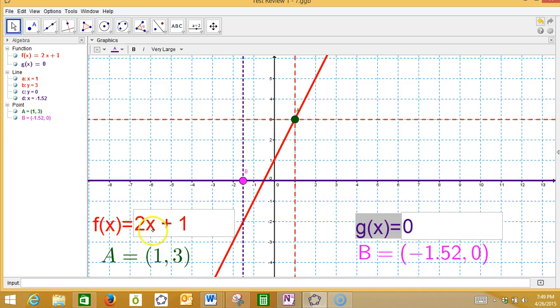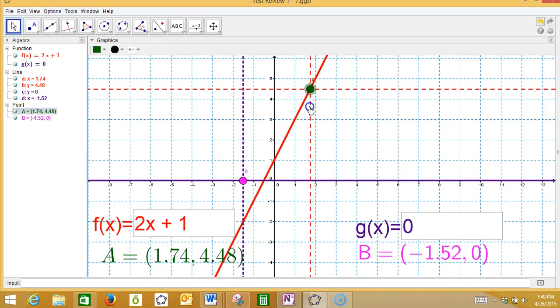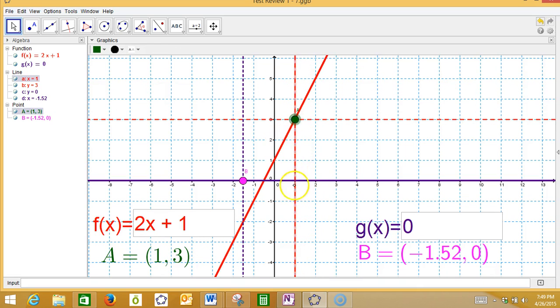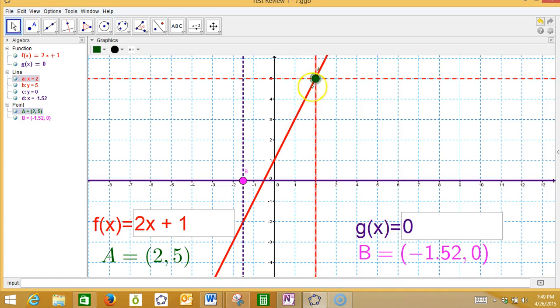So here's this red function. It just happens to be 2x plus 1, and so my point is sitting at (1, 3), which means if we put a 1 into our function, we get out a 3, right? Put in a 1 on our x-axis, get out a 3 on our y-axis, right? So as we move that around, those crosshairs stay with the point so that we can see the input at that point and the output relationship, right? So let's say, for example, we put in a 2.